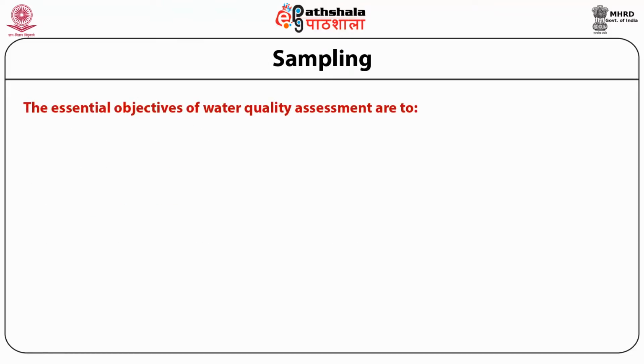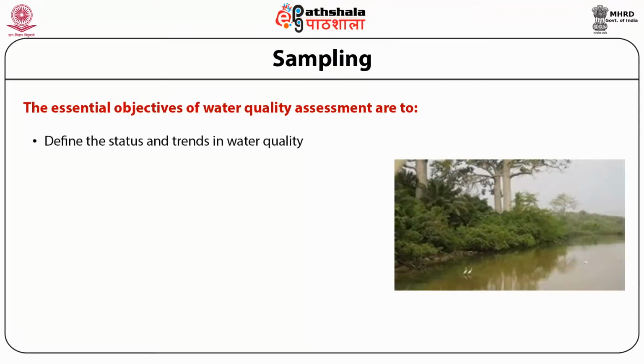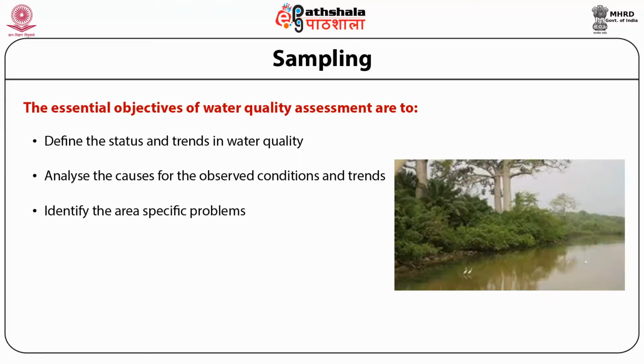The essential objectives of water quality assessments are to define the status and trends in water quality of a given water body, to analyze the causes for the observed conditions and trends, and to identify the area specific problems of water quality and provide assessments in the form of management options to evaluate alternatives that help in decision making.